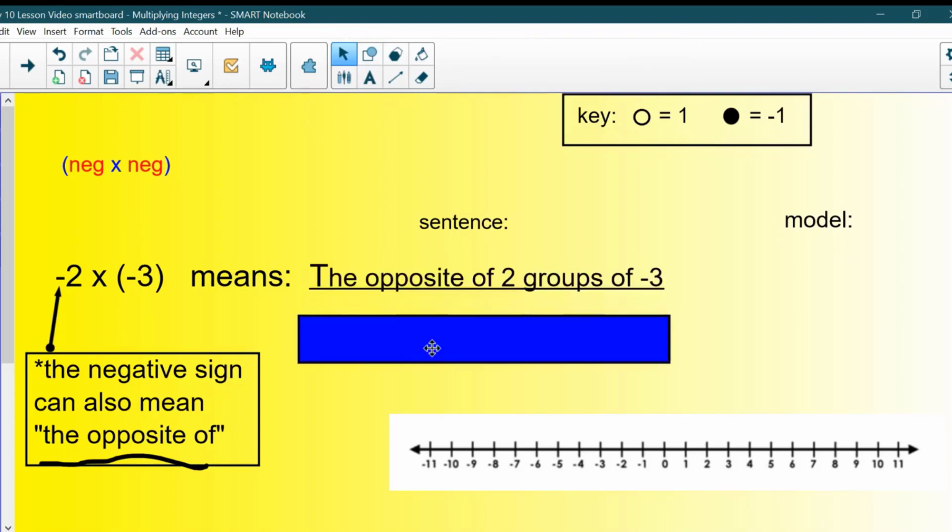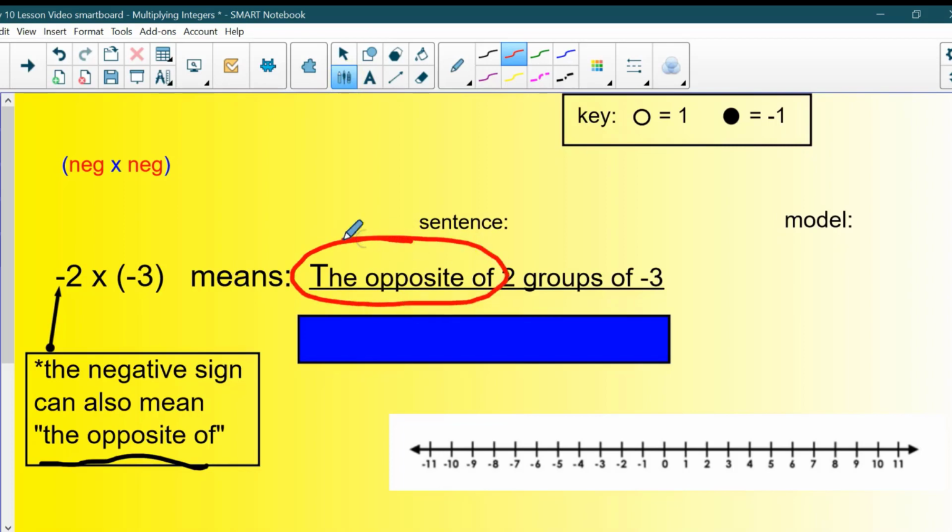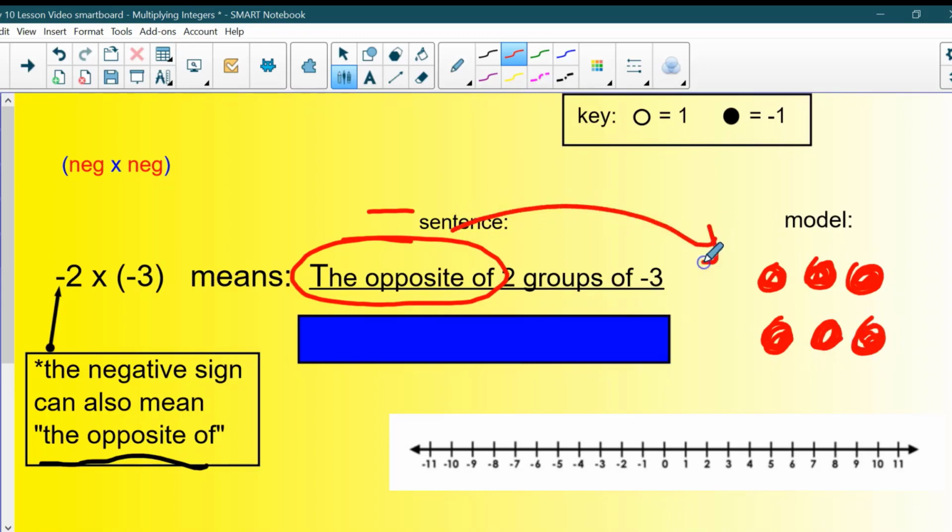So write your sentence. You want the opposite. Now remember, this phrase right here is your negative symbol. It's another way to say it. The opposite of two groups of -3. Well, what's two groups of -3? -6, right? Remember, here's one group of -3. Here's two groups of -3. And what did that equal? That equaled -6, right? But we want the opposite of that. So what's the opposite of -6?